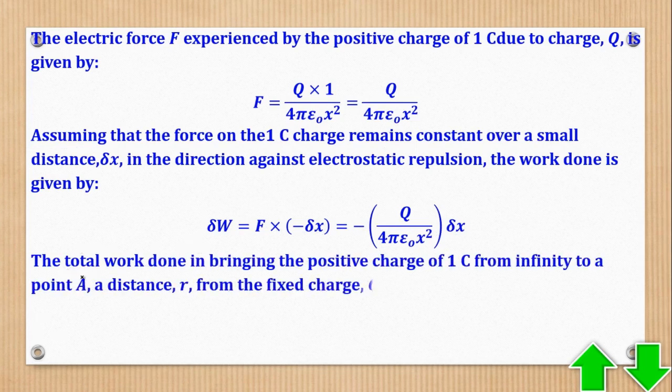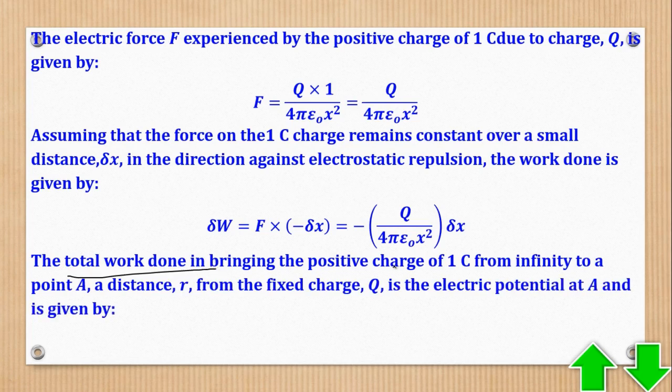What about the total work done? So total work done in bringing a positive charge of 1 coulomb from infinity to a point A at distance r from the fixed charge Q is the electric potential at A and is given by, so when they want the electric potential at A, they want the work done in bringing a positive charge of 1 coulomb from infinity to that point A.